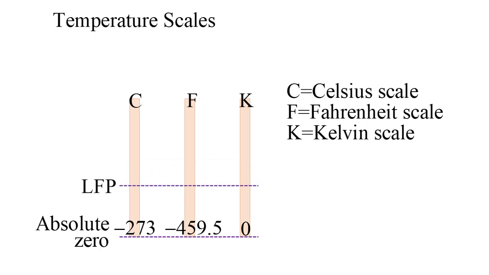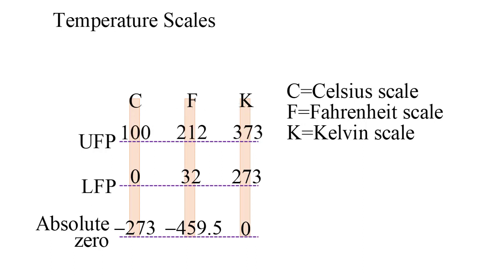This is called the lower fixed point. The lower fixed point for Celsius is 0, for Fahrenheit is 32, and for Kelvin is 273. And here I will call it the upper fixed point. The upper fixed points are 100 for Celsius, 212 for Fahrenheit, and 373 for Kelvin. And here are some unknown readings. Let us call those unknown readings for Celsius just C itself, for Fahrenheit F, and for the Kelvin K.